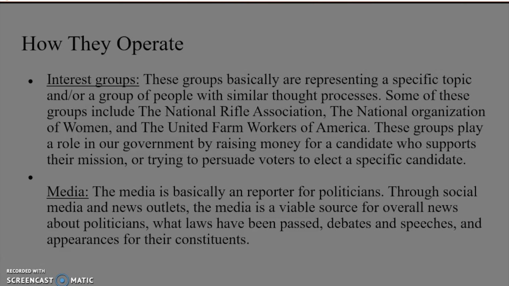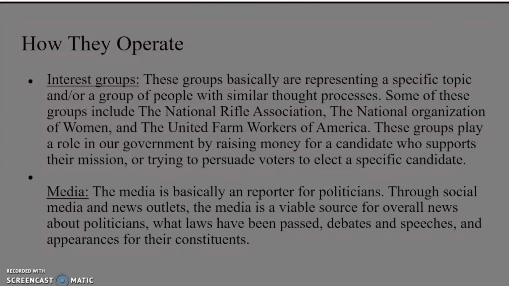How they operate. Interest groups. These groups basically are representing a specific topic and or group of people with similar thoughts, processes. Some of these groups include the National Rifle Association, the National Organization for Women, and the United Farm Workers of America. These groups play a role in the government by raising money for the candidate who supports their mission, or trying to persuade voters to elect a specific candidate.